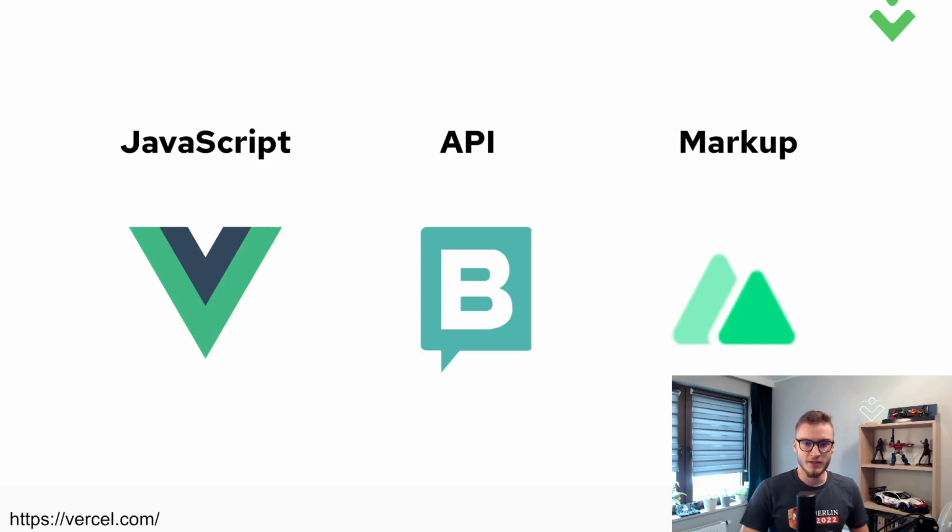So in our case, this Jamstack, so the JavaScript, API, markup, will look something like this. In the JavaScript part, we will have Vue.js, especially Vue 3. In the API part, we will have Storyblok, so we will fetch some stories and some content from the CMS. And in the markup, we will have Nuxt.js.